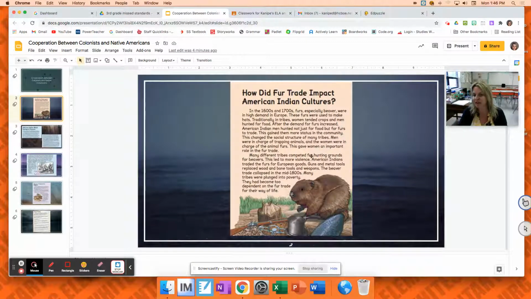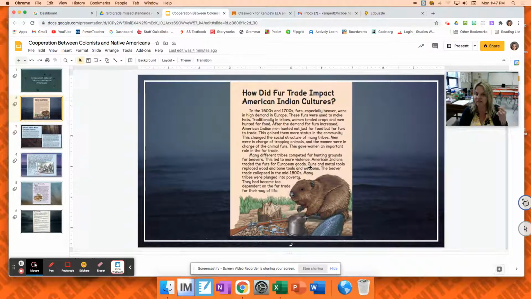Many different tribes competed for hunting grounds for beavers. This led to more violence because both tribes wanted the same section of ground to hunt on, and they couldn't agree or wouldn't share it, so they got violent with each other. American Indians traded the furs for European goods.